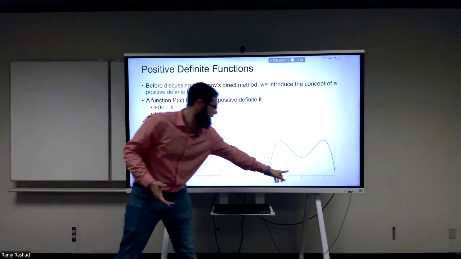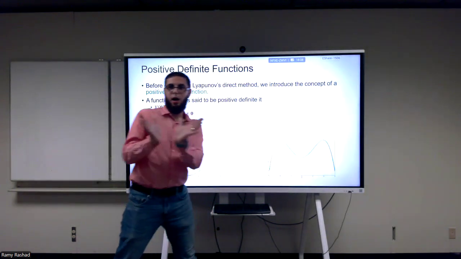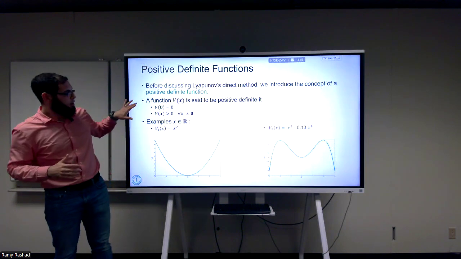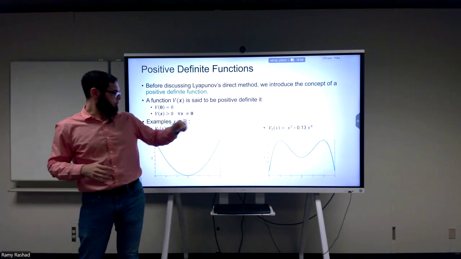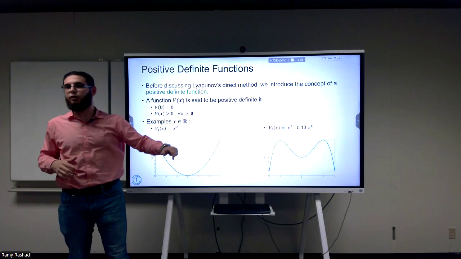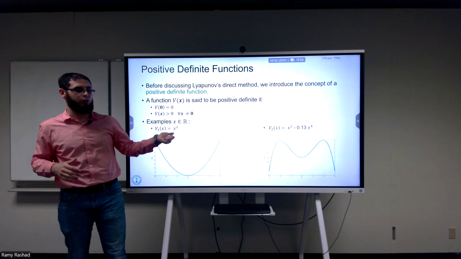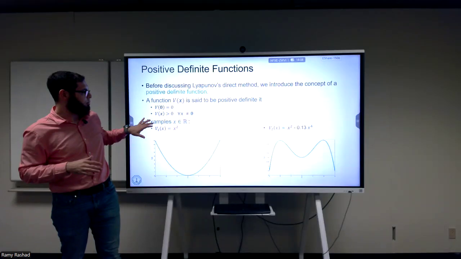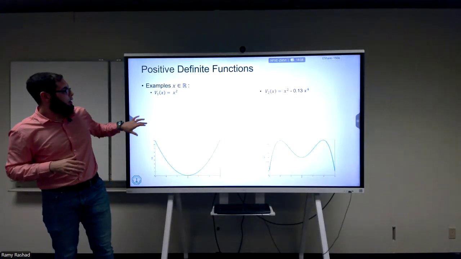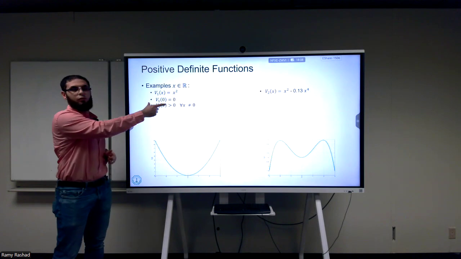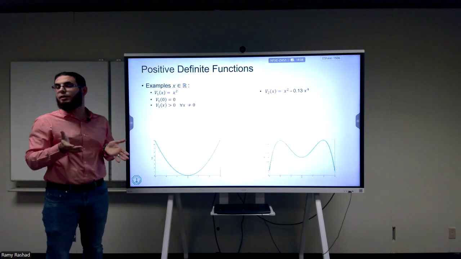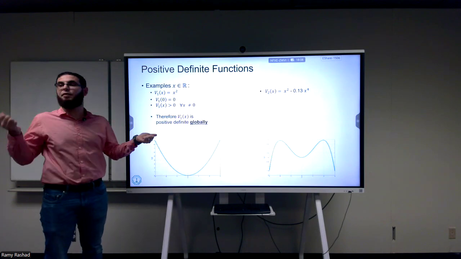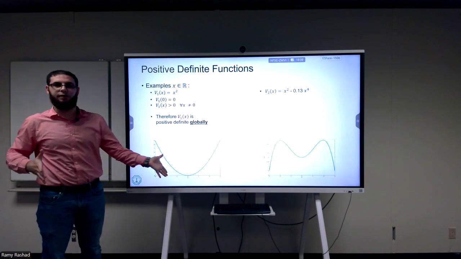You see, because at 0 the function is 0, and away from 0 it's positive. This is the shape of the other function. So this is V1 of x equal to x squared, and this is x squared minus some x to the power of 4 term. Again, V of 0 is equal to 0, and V of x is greater than 0 for all values of x. So we say that this is a positive definite function, but globally, everywhere.